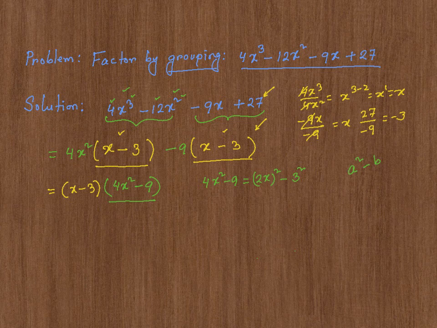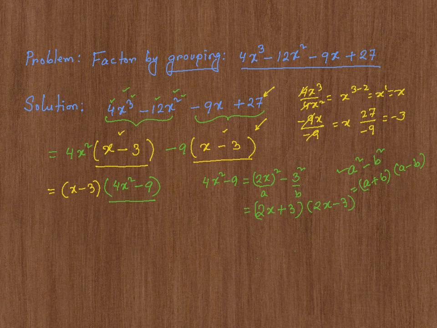Remember, a squared minus b squared is equal to a plus b times a minus b. So this is like my a is my 2x and my b is 3. So if I used this difference of squares, it is going to be 2x plus 3, that means a plus b, then a minus b, which is going to be 2x minus 3.